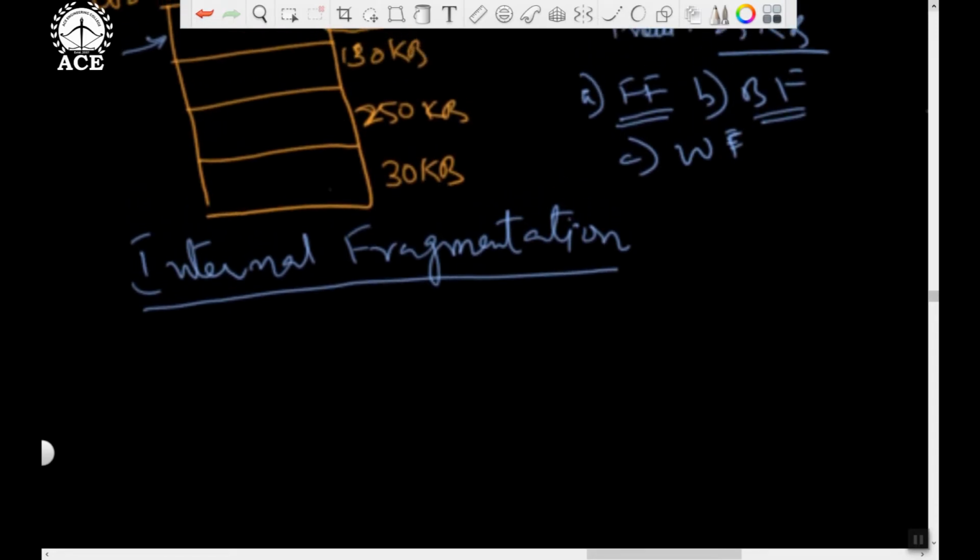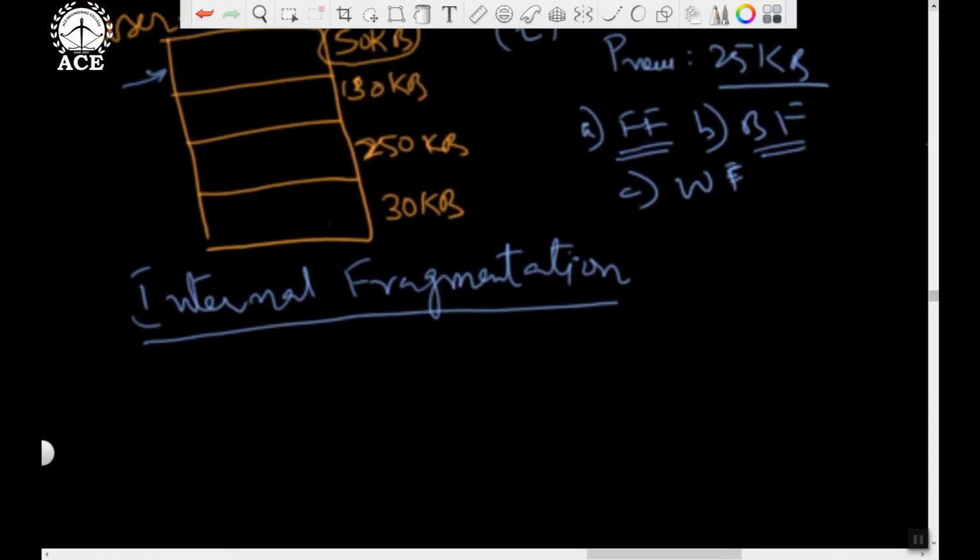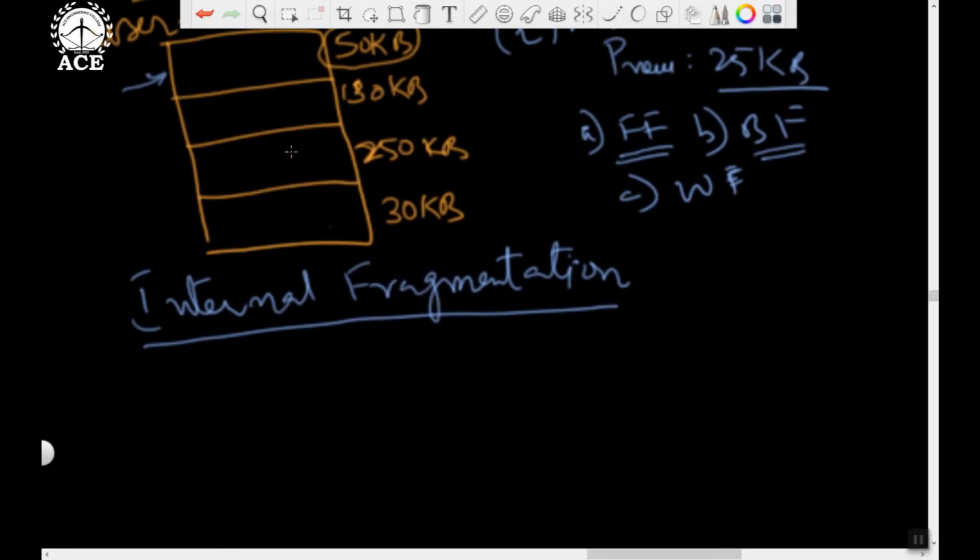Second, protection. I said in the class that for protection we use base and limit registers. I have explained it by means of the diagram, and you can review it from the notes. Now coming to performance, we said this suffers from internal fragmentation. Internal fragmentation means the amount of memory that goes waste after placing the process within the partition.